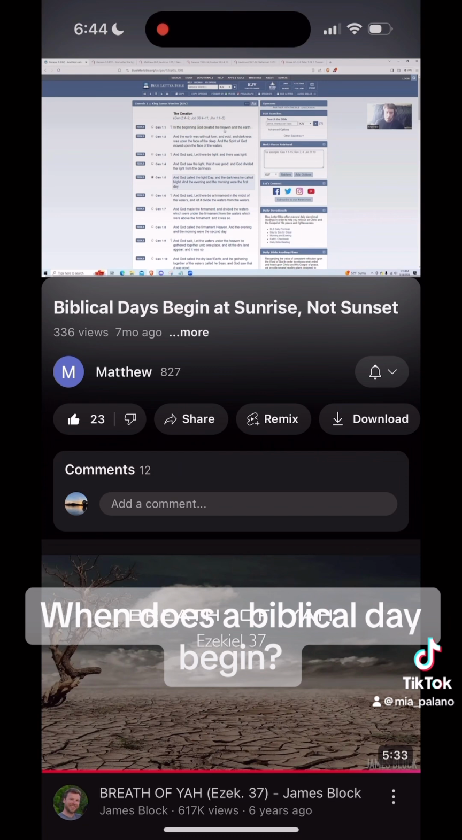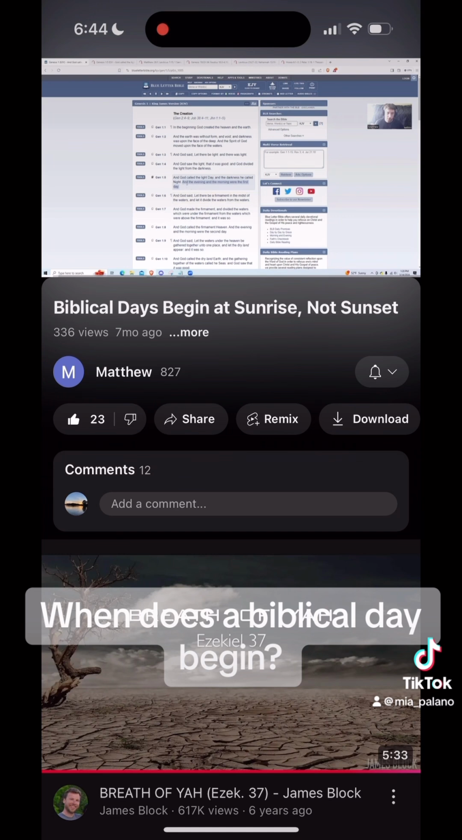In the beginning, God created the heaven and the earth. And the earth was without form and void, and darkness was upon the face of the deep, and the Spirit of God moved upon the face of the waters. And God said, Let there be light, and there was light. And God saw the light, that it was good. And God divided the light from the darkness. And God called the light day, and the darkness he called night, and the evening and the morning were the first day.